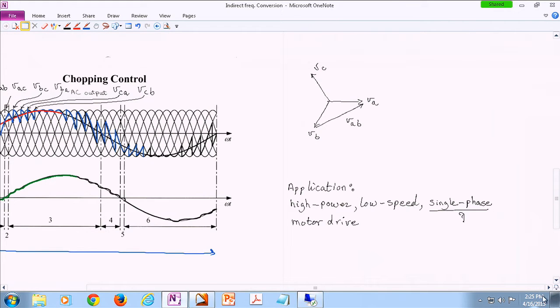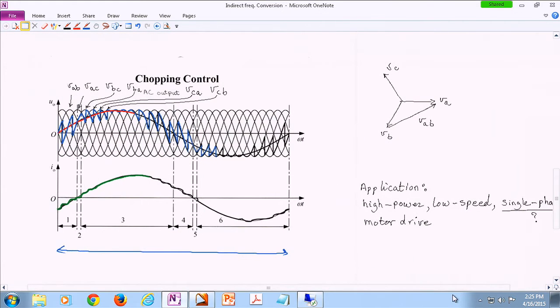Okay, like for instance, you have a mine and there's a conveyor belt or whatever it is, or some sort of an elevator or whatever. It's very low speed kind of a thing and very high power, so you use three-phase power to do this.